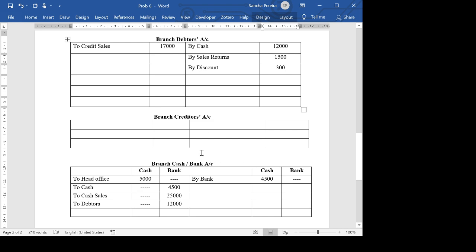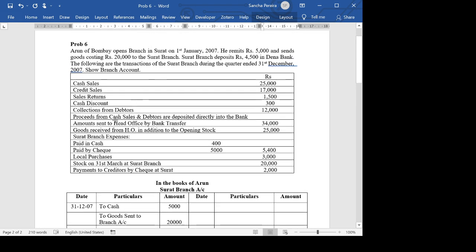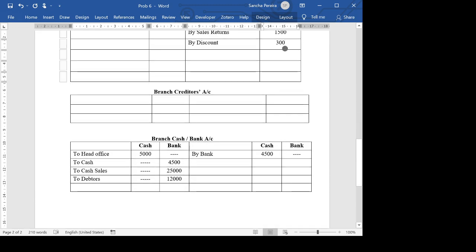Now, through this discount, think logically. They've said cash discount, and it's a discount given. It's a discount allowed, because you're giving a discount to the debtors. Cash discount to whom? You're giving a discount to your debtors. Through this discount, is there movement of cash? Since you're giving the discount, is cash going out? Yes, very good. There's no movement of cash.